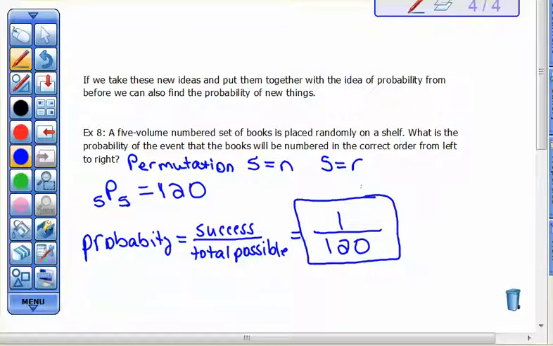We want to be careful about whether we're asked for just the total number of ways something can happen or the probability, because then we have to go back to successes over total possible. So be careful that you're reading your directions very carefully.